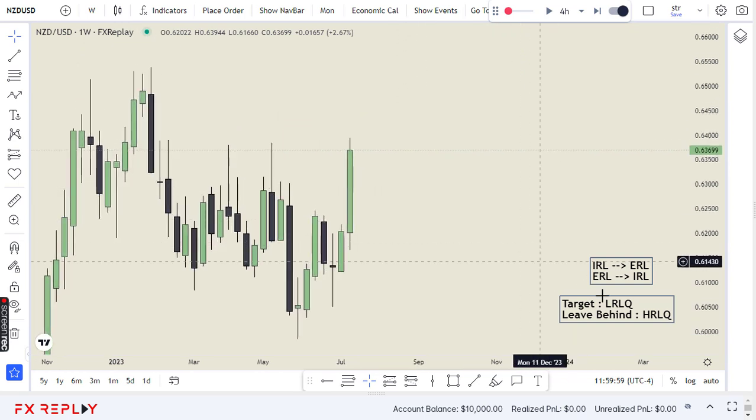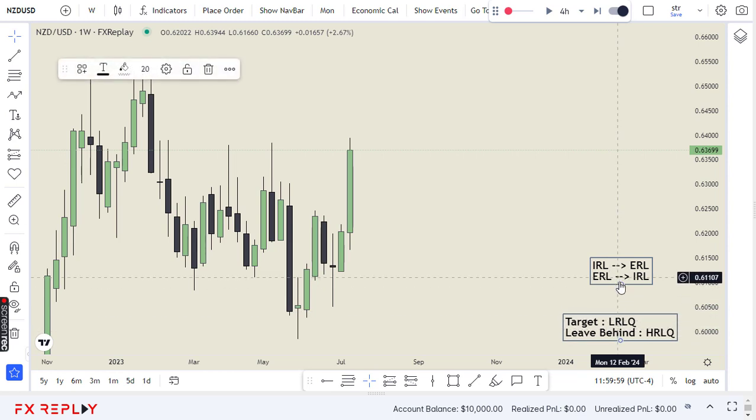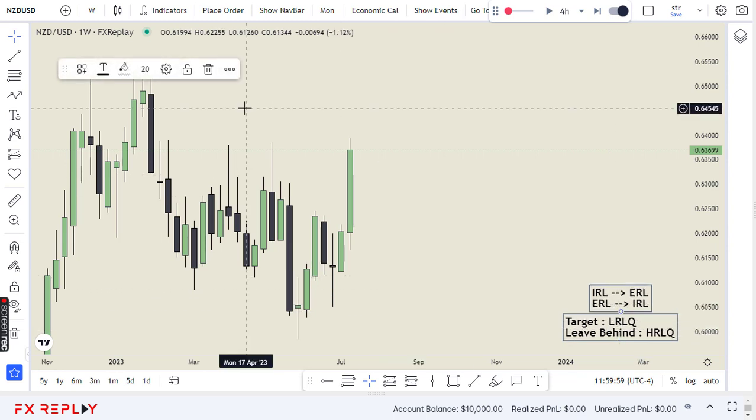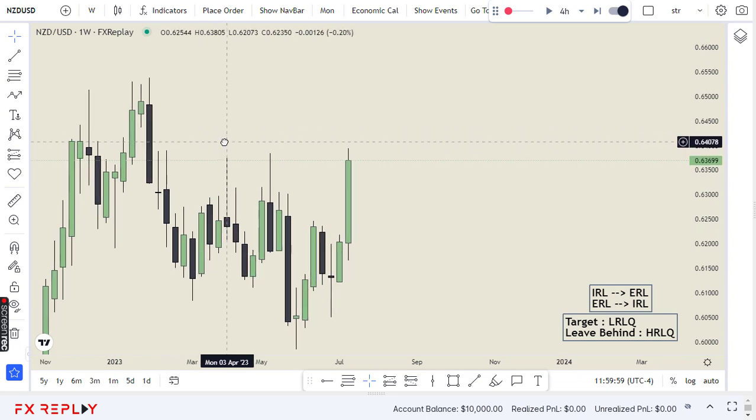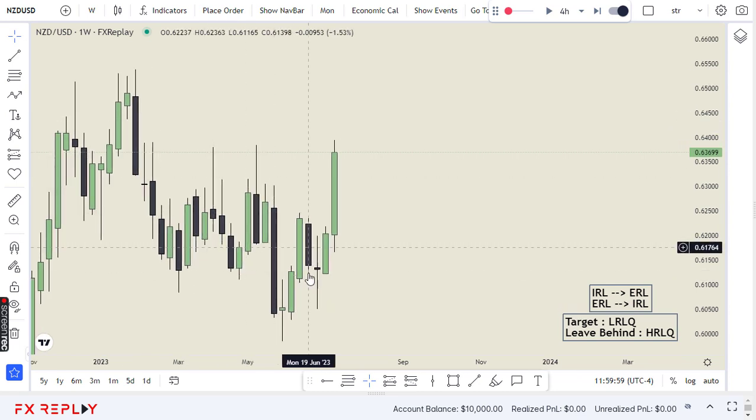Now let's start with the weekly chart. This is New Zealand dollar against the US dollar. I'm going to give you many examples in this video so you can learn this with ease and you can apply them in your chart also. Now let's start with this. What do we have? We have a clear expansion to the upside, right? We are attacking this liquidity, external liquidity.